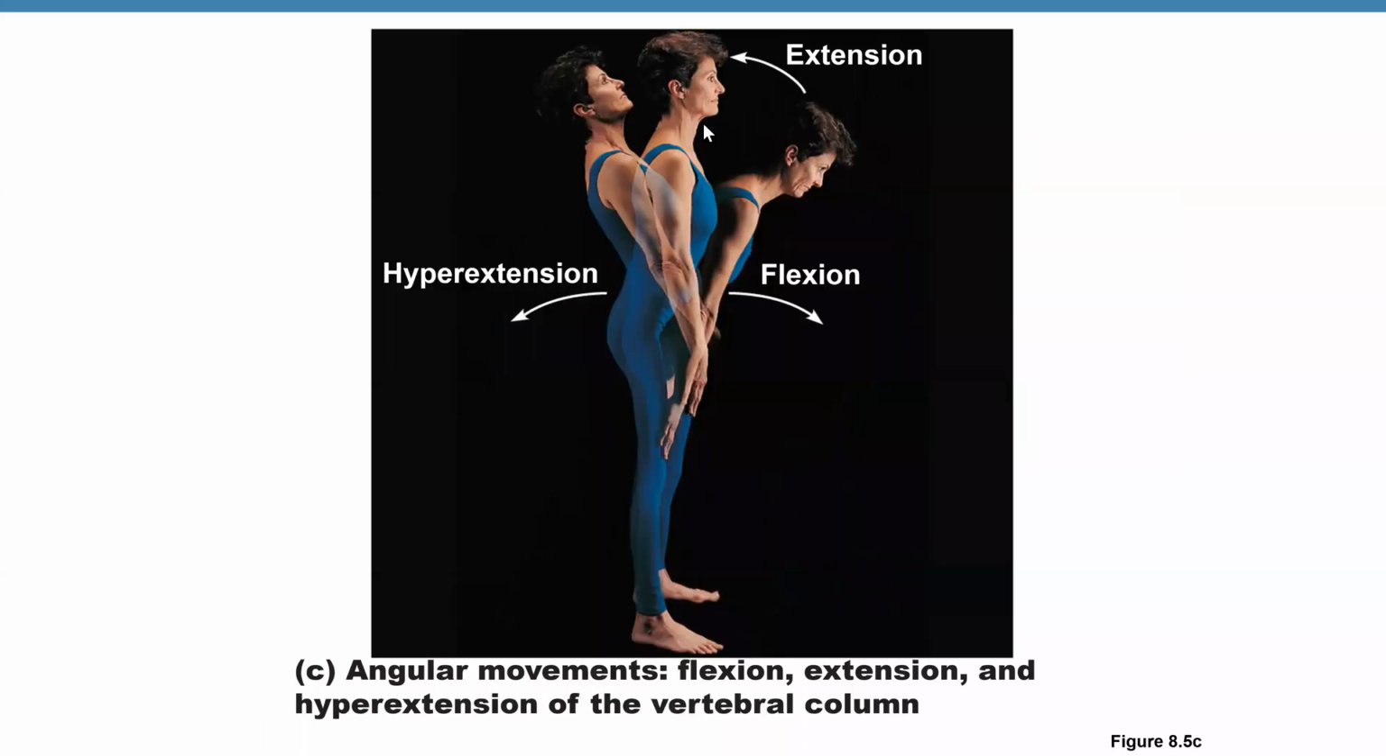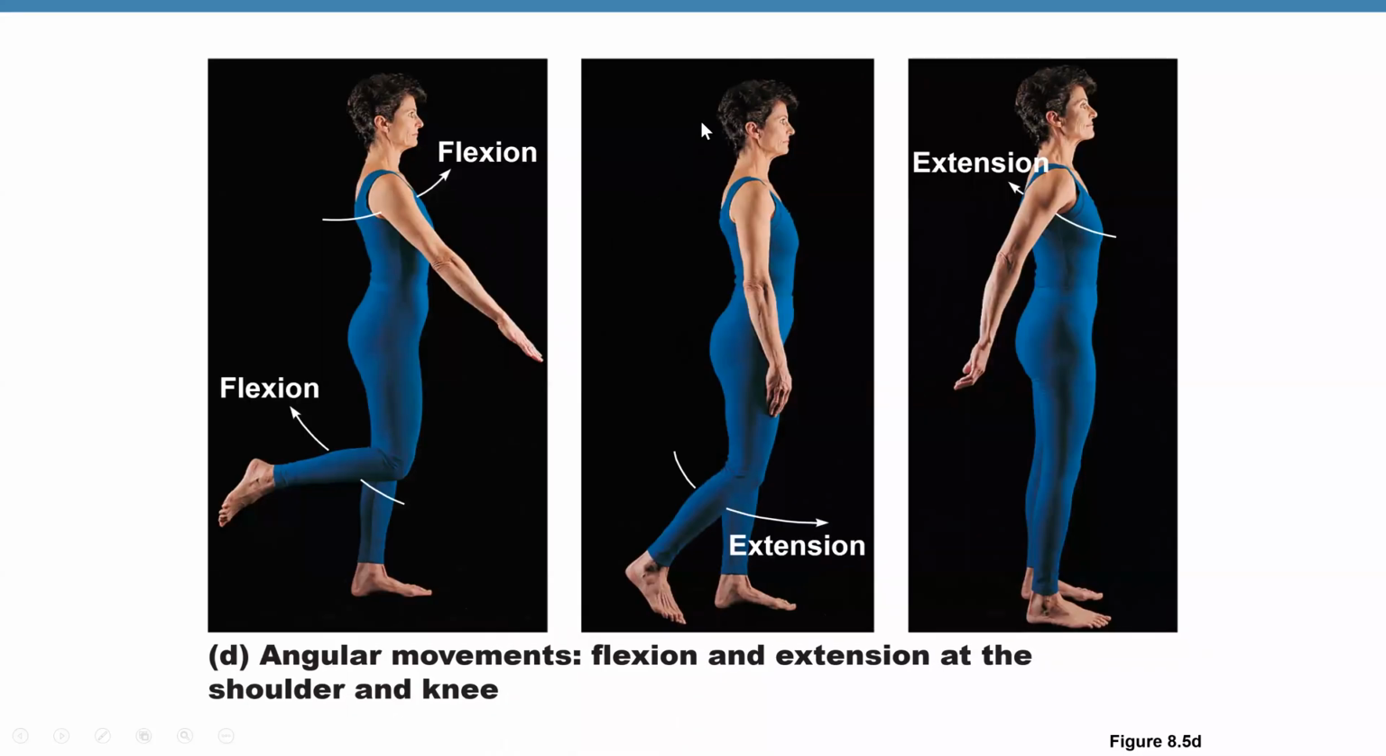And this is with the vertebral column, right? So you have flexion, you go back to anatomical position, extension, and you bend backwards, hyperextension. So here it shows you flexion of the shoulder joint, flexion of the knee, right? Because look what happened over here. See how this angle became smaller? That means it's flexion. Here the angle became smaller too, flexion.